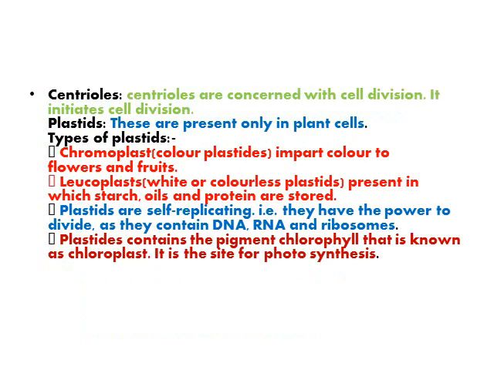Centrioles. Centrioles are concerned with cell division. They initiate cell division. Plastids. These are present only in plant cells. Types of plastids. Chromoplast, also called colored plastids. They impart color to flowers and fruits. Leucoplast, white or colorless plastids.